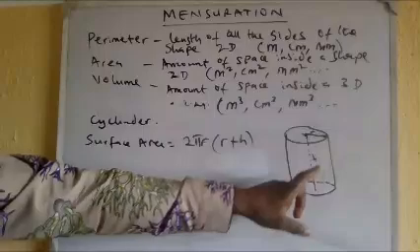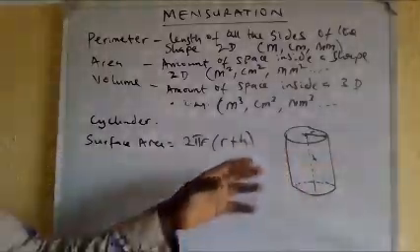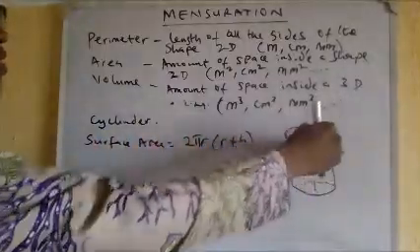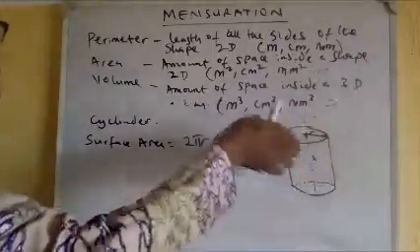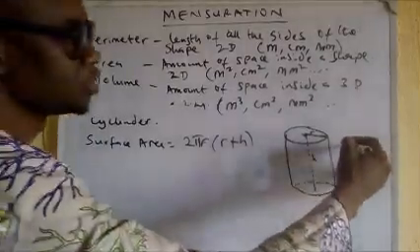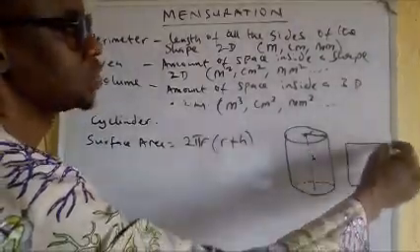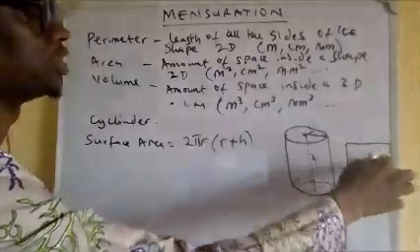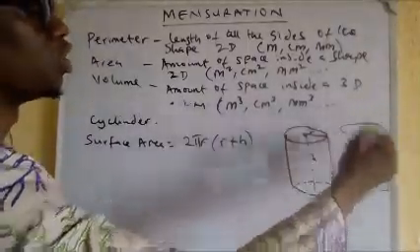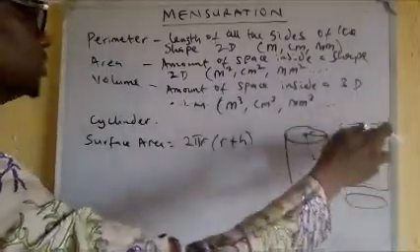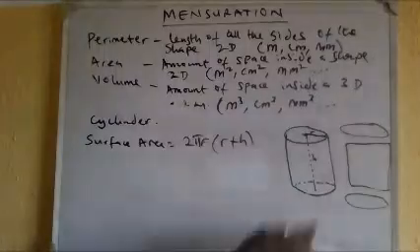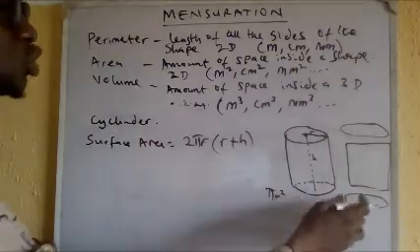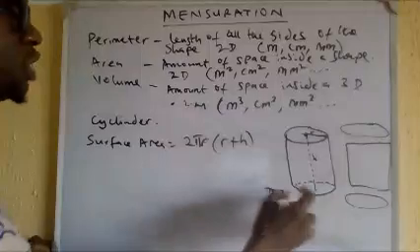Then you have the side that wraps around. If you open it up, it forms a rectangular shape. By the time you dissect this, the side that wraps around the cylinder forms a rectangle, and there is a circle on top and another circle below. So we are calculating the area of all these one by one. The first one, the area is pi r square, and it's 2 of it.